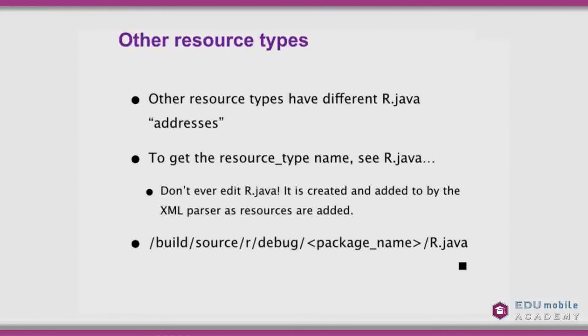It is located at build/source/r/debug, and then whatever the name of the package is, R.java, in the file hierarchy for your app.